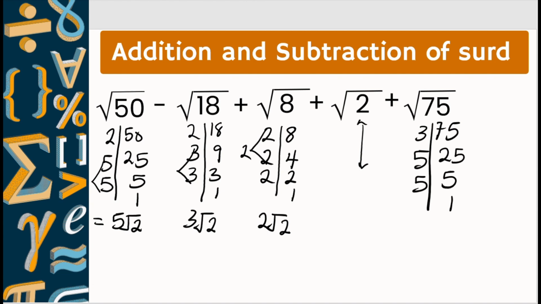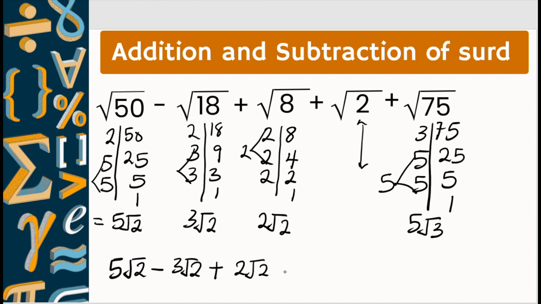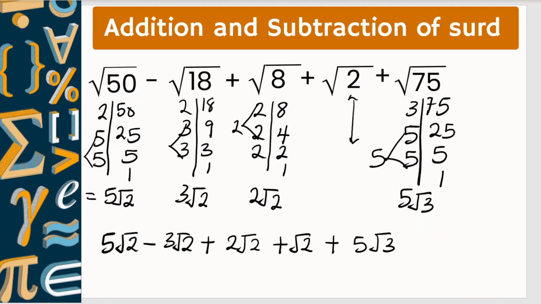And 5 divided by 1 is 5. So I'm going to group, and this will be 5 root 3. Now I've reduced all the surds to their simplest form. I'm going to rewrite this to be 5 root 2 minus 3 root 2 plus 2 root 2 plus root 2 and then plus 5 root 3. Now we have reduced all these surds to their simplest form, then we'll simplify the like surds.